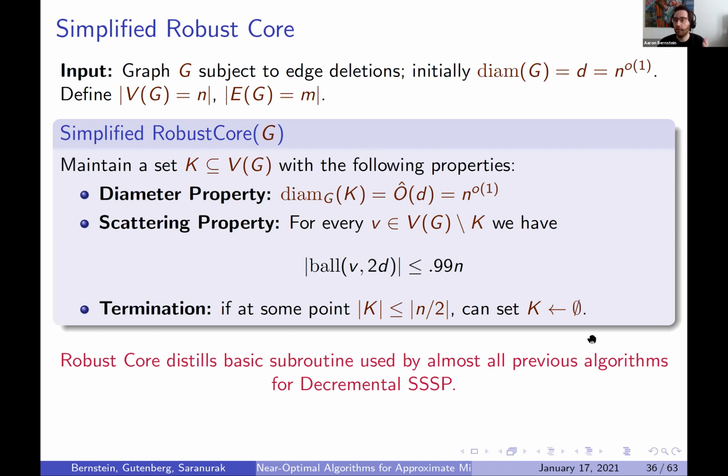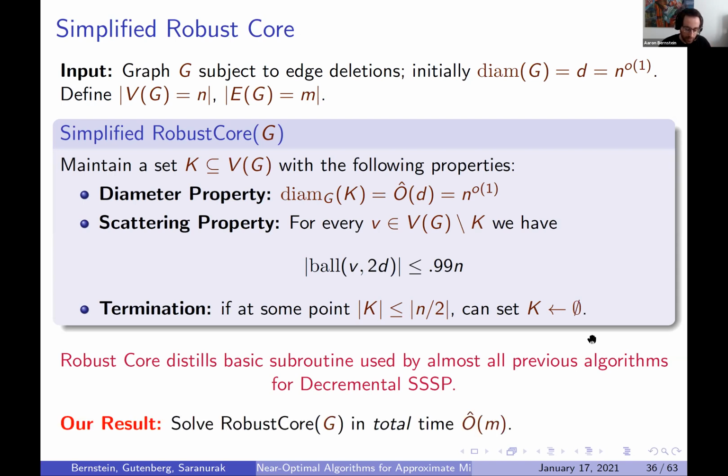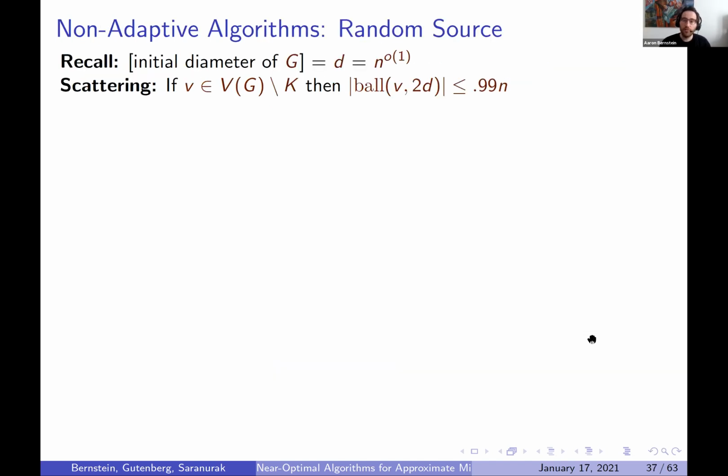So let me talk about what was previously known. First I want to talk about what if your algorithm is allowed to be non-adaptive? In that case, it turns out that the robust core problem is actually pretty easy.